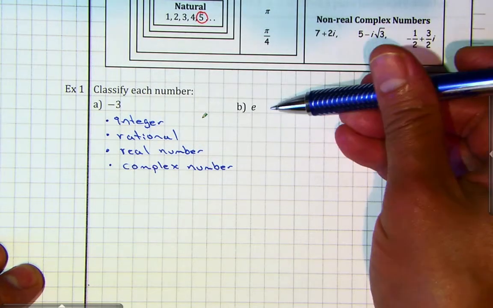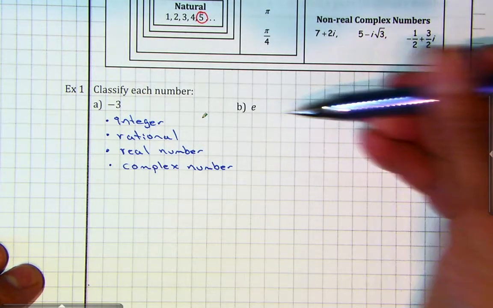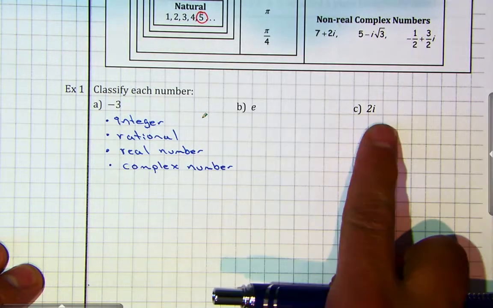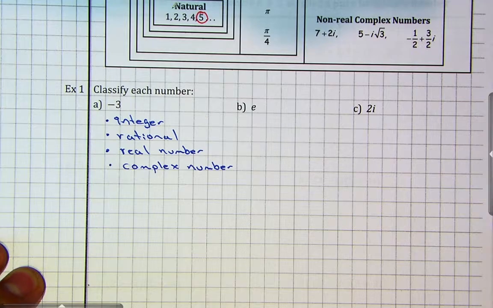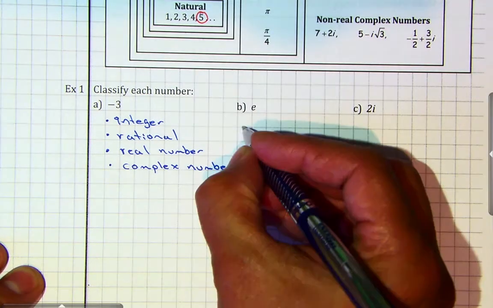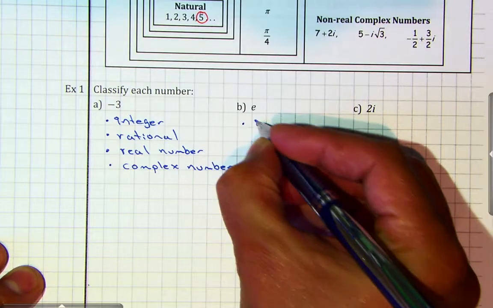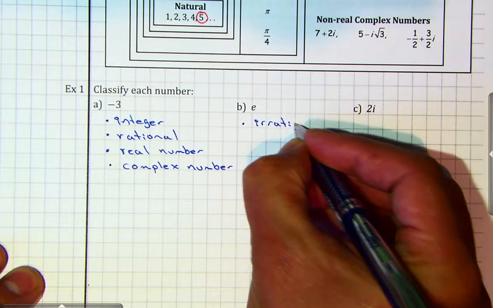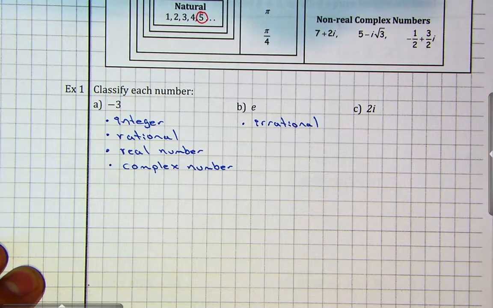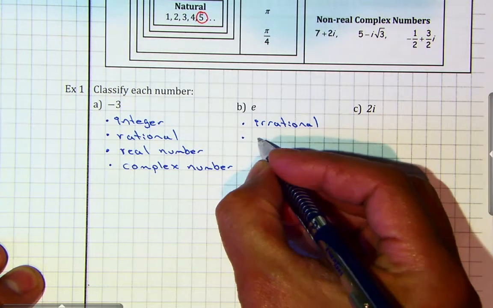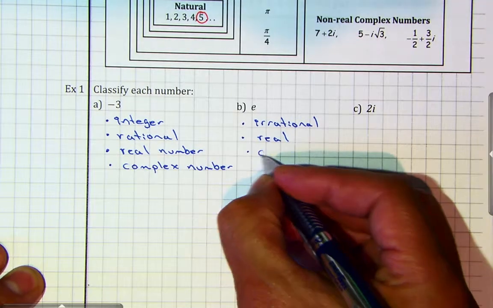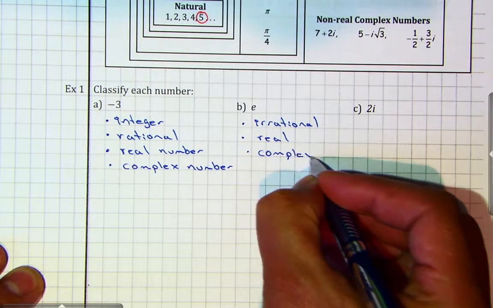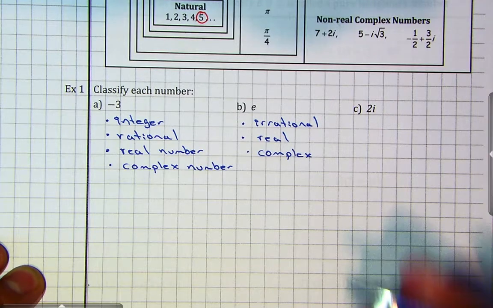How about E? So do the same thing for E and for 2i. See what you get, and then we'll continue once you're ready. Go and pause it. Excellent. So E, it's an irrational number. It's also a real number, and it's also a complex number. Or sometimes they'll say a real complex number.